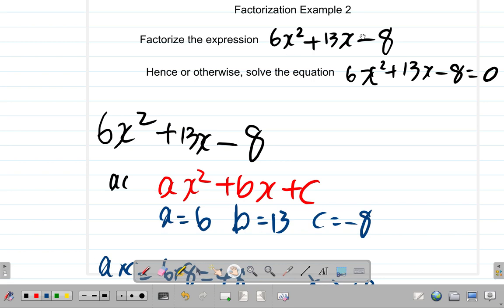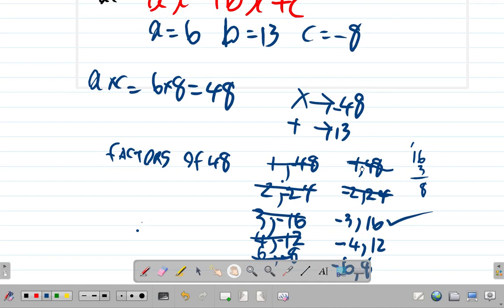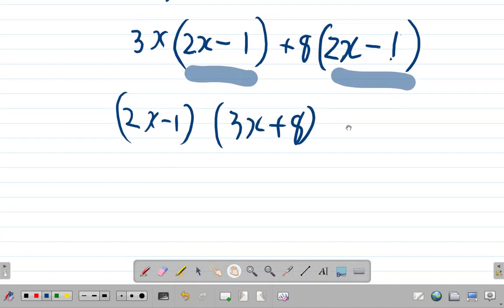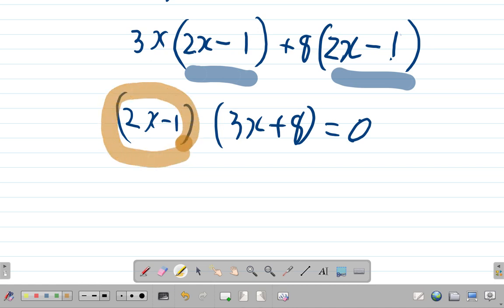Now the only difference here is that they put equals 0. So all you do, put this equals 0. Now they say you must solve it. Notice you have two things multiplied. You have 2x minus 1 multiplied by 3x plus 8. And what you get for the answer? 0. The answer is 0.